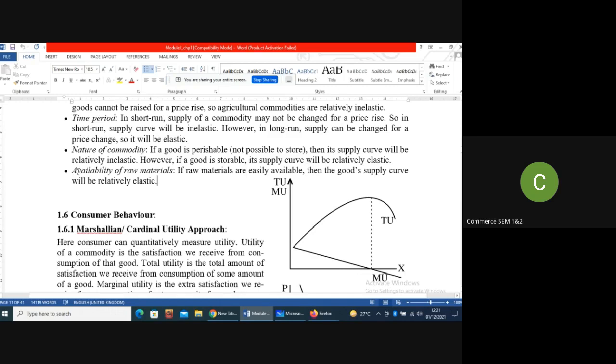Also, availability of raw materials matters, because if raw materials are easily available, then the goods supply can be changed for a change in price. So the supply curve of those commodities for which raw materials are easily available will be relatively elastic. However, if the availability of raw materials is problematic, then the supply curve will be relatively inelastic.